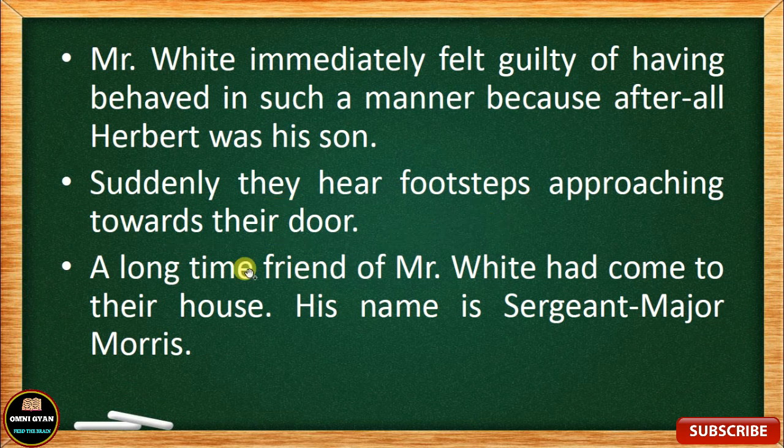So somebody had come. Now who had come? A long time friend of Mr. White had come to their house. His name is Sergeant Major Morris. So एक बहुत पुराना दोस्त है Mr. White के, जिनका नाम है Sergeant Major Morris.